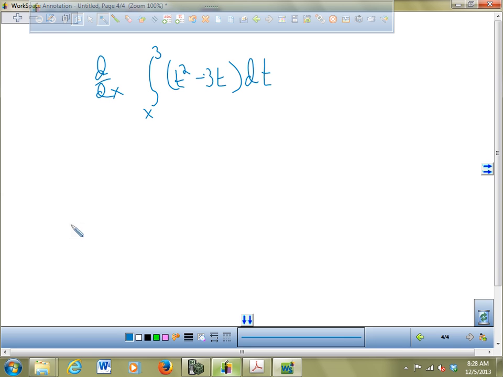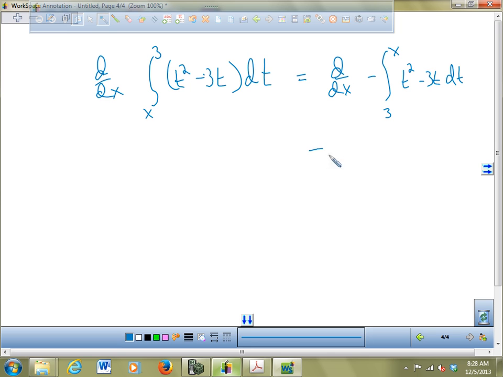So what Sam said, remember that rule that we learned: if you reverse the limits of integration, what happens to the sign of the integral? It turns negative. So I could rewrite this as d/dx of negative, I could pull that negative outside, the negative of the integral from 3 to x of t squared minus 3t dt. And then I can plug in my x.